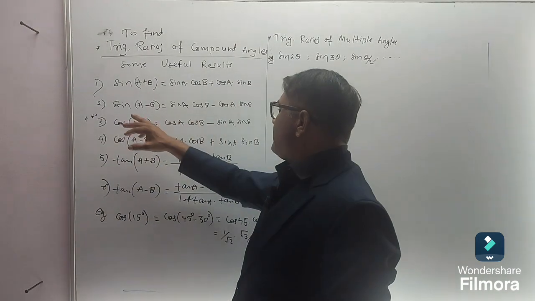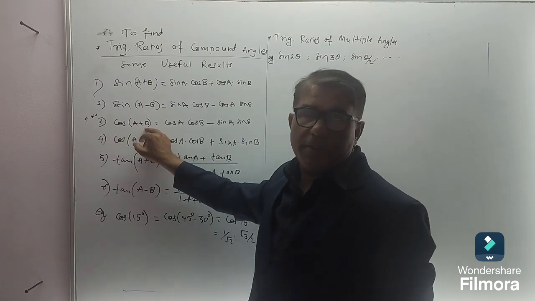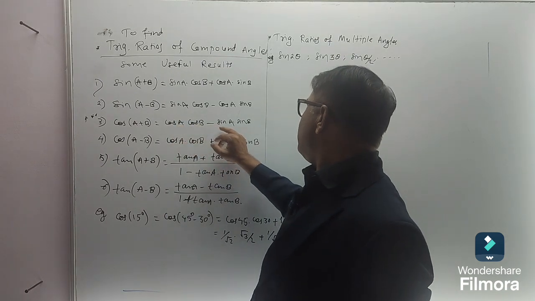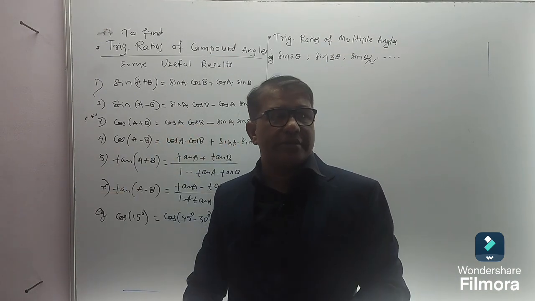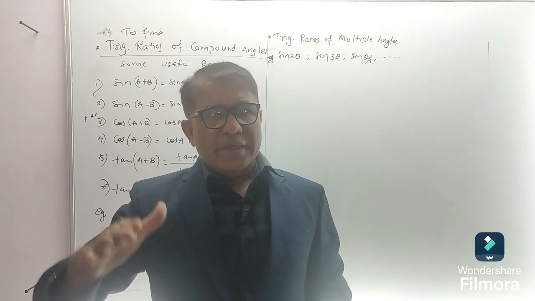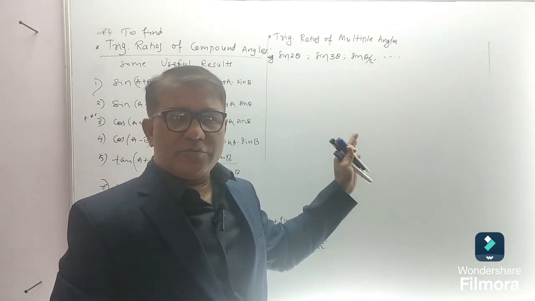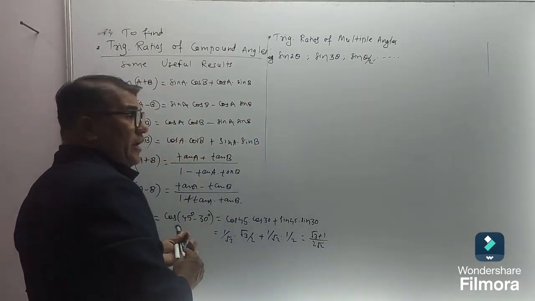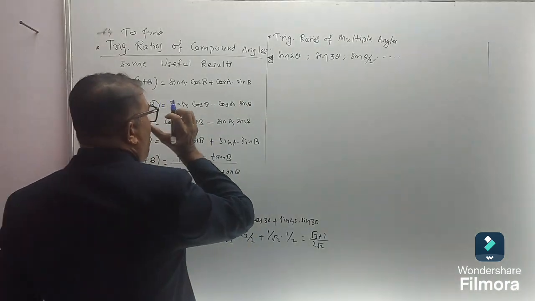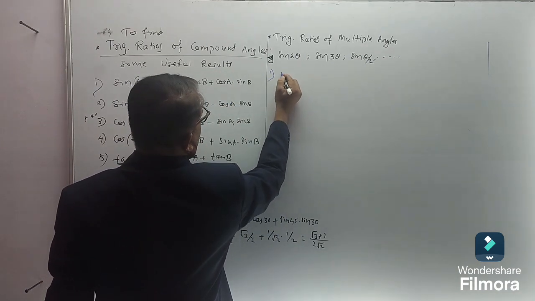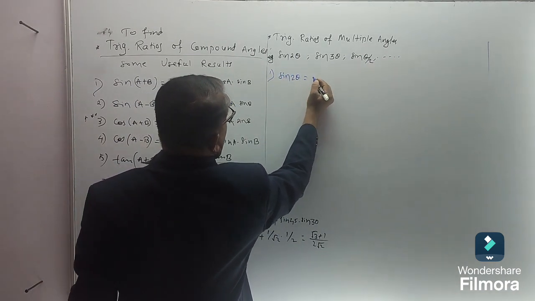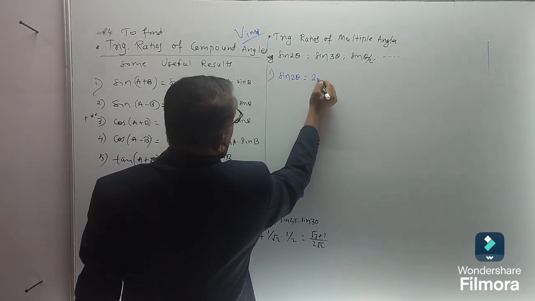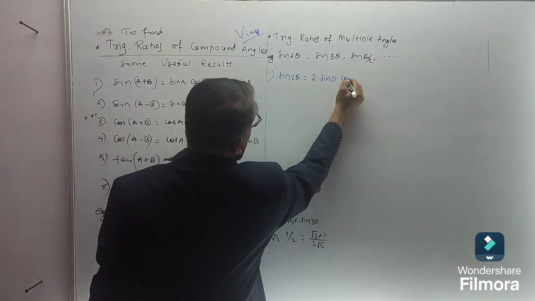Similarly, cos 2 theta is cos of theta plus theta, it becomes cos theta cos theta minus sine theta sine theta, this is cos square theta minus sin square theta. Okay? In this way, I am writing all these formulas. Yes, there are two formulas for sine 2 theta. Sine 2 theta is equal to, I am telling you all are very important, 2 sine theta cos theta.